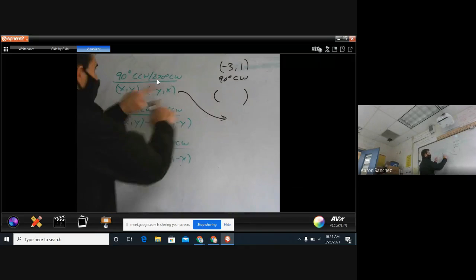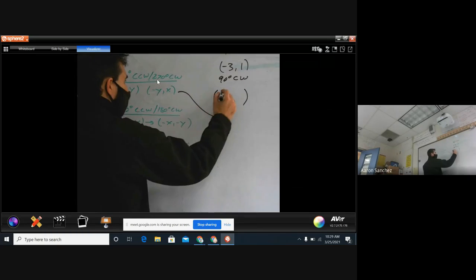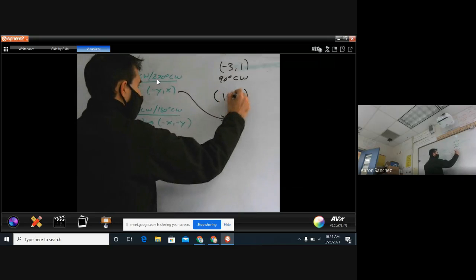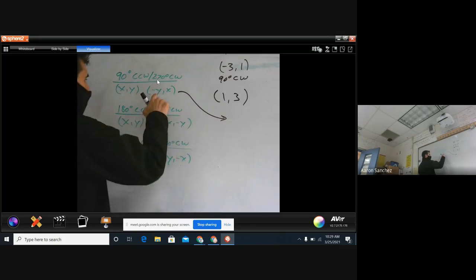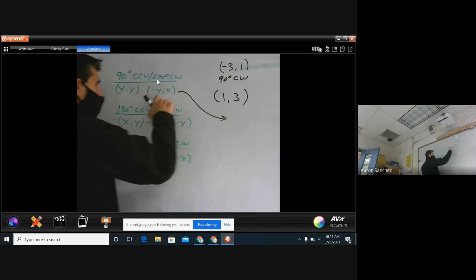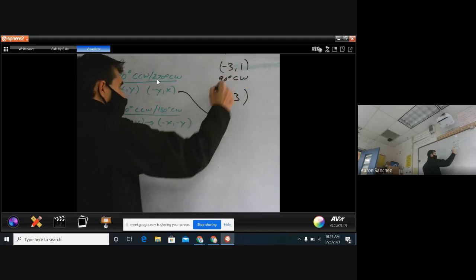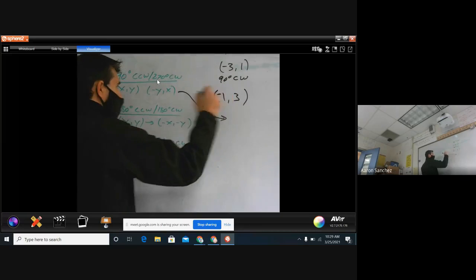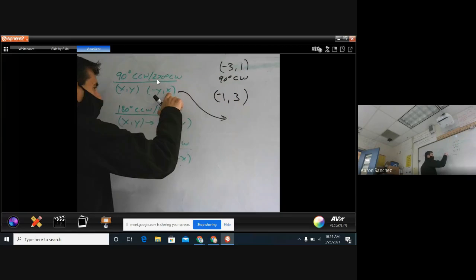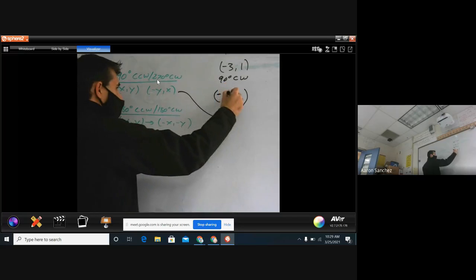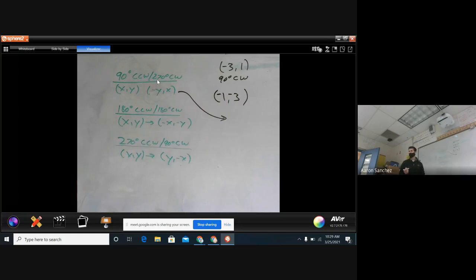So we switch them. Rosie, I switch, so I'm going to put the 1 and the 3. And the Y changes. So the Y is +1, so we change it to -1. And the X is positive, it stays the same, so it stays -3. And that's it. Does that make more sense? Yeah.